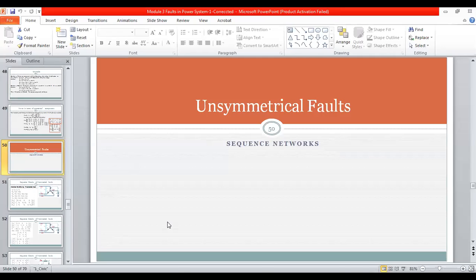So today I am going to deliver the third part of my lecture on fault analysis. This is the slide which I have already discussed for the symmetrical three-phase fault, for some portion of the slide. Now today I am going to discuss unsymmetrical faults.